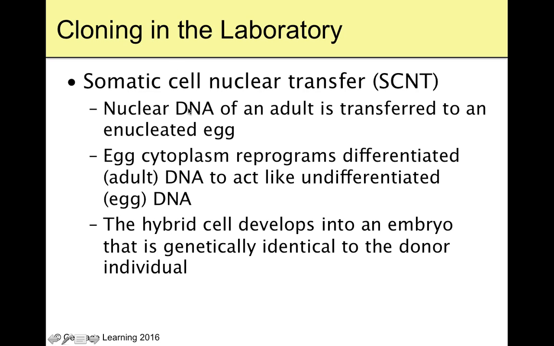So you take your nuclear DNA from this cow and you transfer it to an egg of a different cow that we've taken the nucleus out of. And you give them a little jolt of electricity, and that egg cytoplasm will reprogram that differentiated adult DNA to act like undifferentiated embryo DNA. And we call this a hybrid cell. This hybrid cell develops into an embryo that has the exact DNA of the previous award-winning cow, and it's genetically identical to the donor.